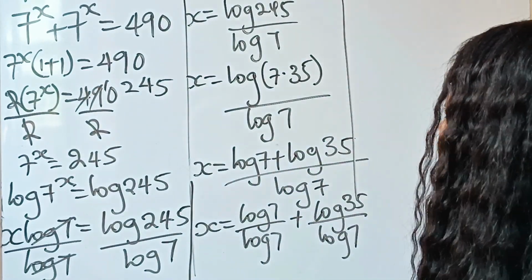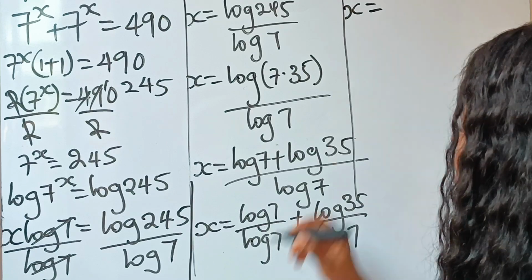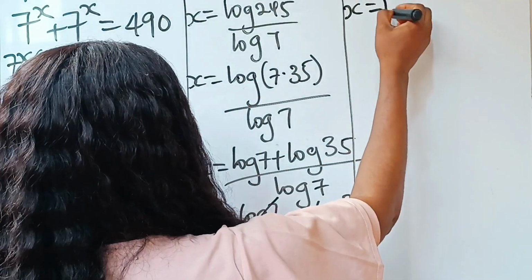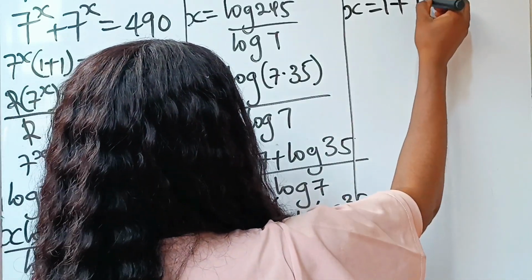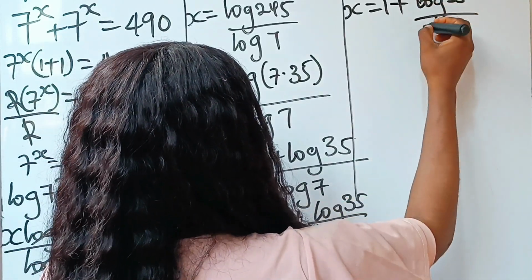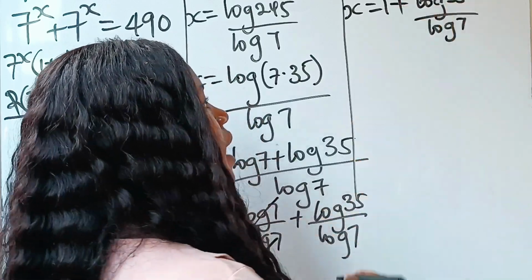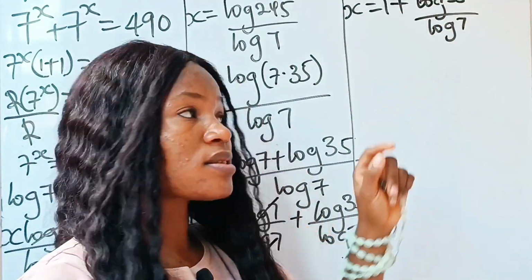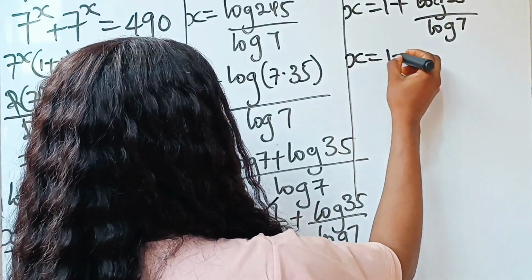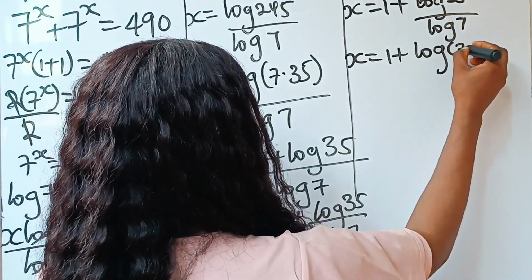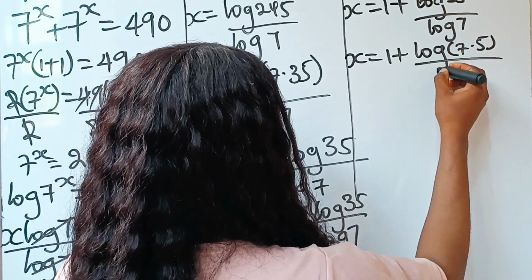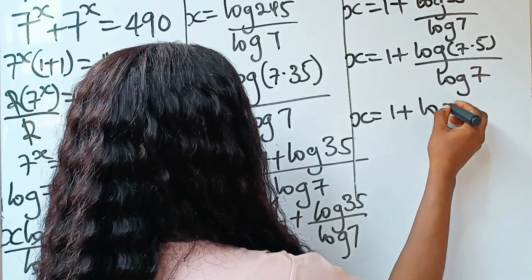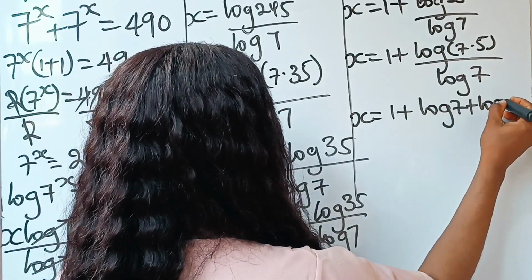Now this is where we are back to business. Therefore our x is, we divide this to give us 1. So we have 1 plus log 35 divided by log 7. Now if you look at this, notice that we can still express log 35 in terms of log 7, right? So we can write that x is equal to 1 plus log 7 times 5, divided by log 7. So x is 1 plus log 7 plus log 5.